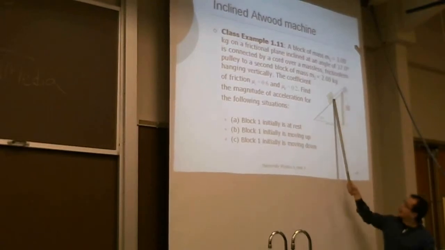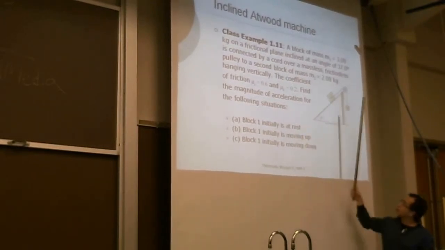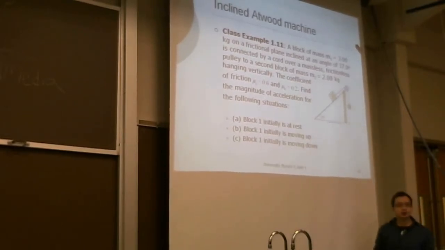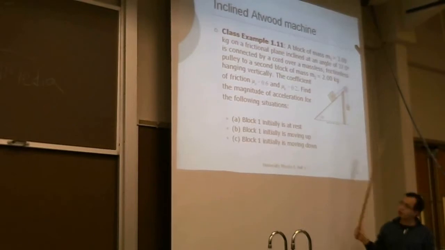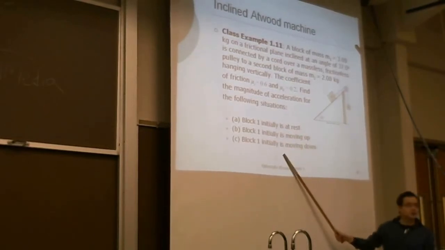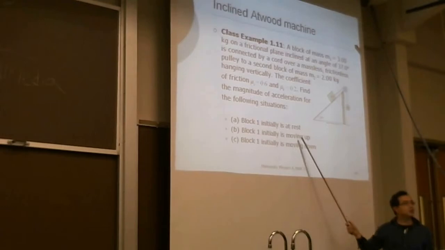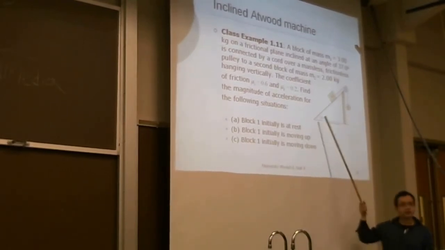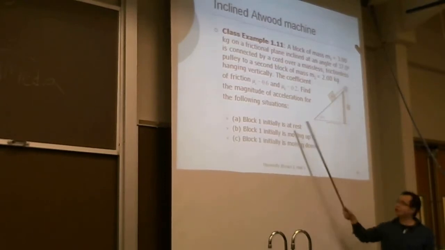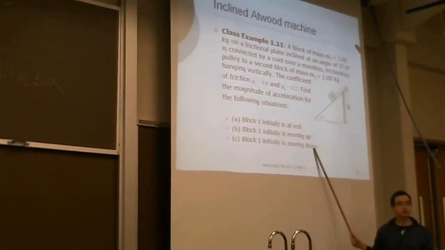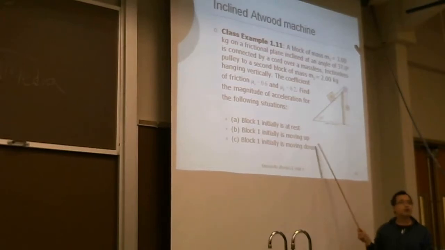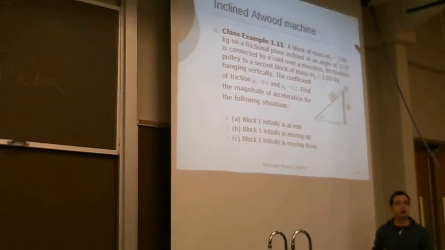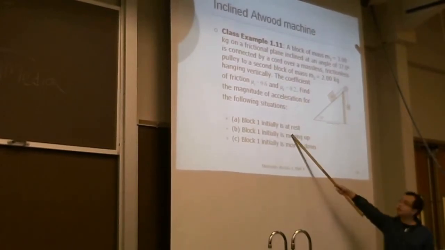Block 1 initially at rest. Block 1 initially is moving upwards. Block 1 initially is moving down. Okay. So first I would like to ask you, for questions A, B, C, with these different situations, which force is actually affected? Frictional force. Other forces will be the same in all the situations, right? The friction, of course, will be different.